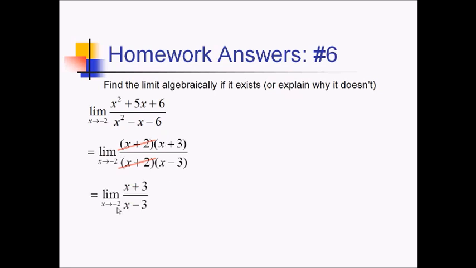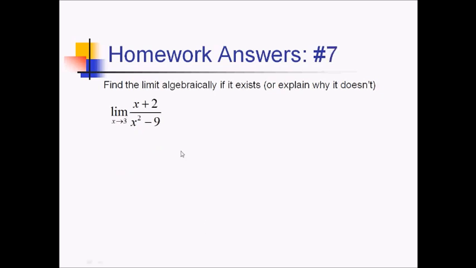Now I'm going to go ahead and plug in negative 2. I'm clearly not going to get 0 over 0 if I do it now. So we've got negative 2 plus 3 up top, which is just 1. Negative 2 minus 3 in the bottom is negative 5, so negative 1/5.